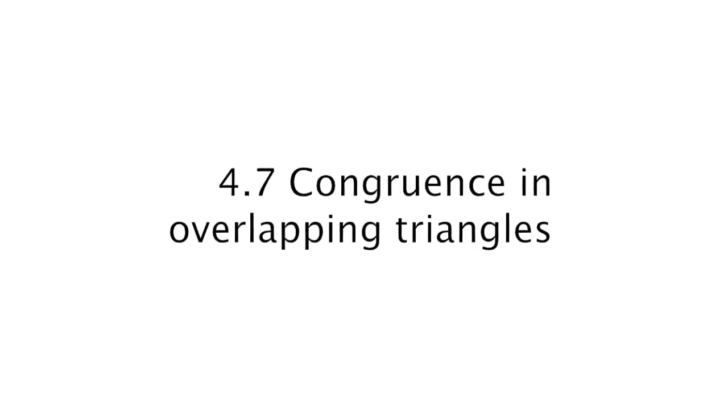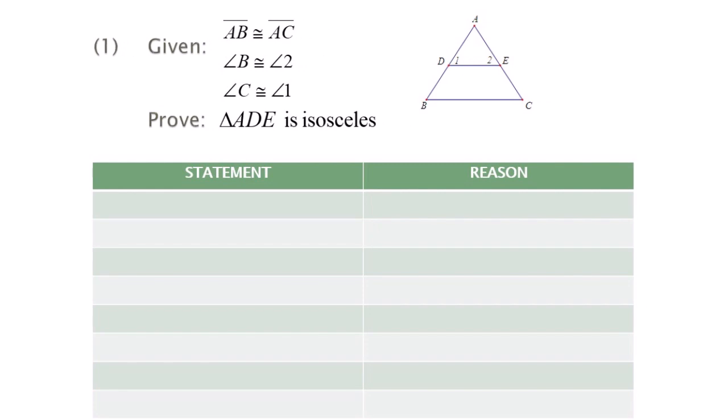All right, mathletes, we're talking about congruence in overlapping triangles. And this is section 4.7. This is our last lesson in this chapter. And so here, in this situation, we have two triangles, right? We have triangle ADE and we have triangle ABC.